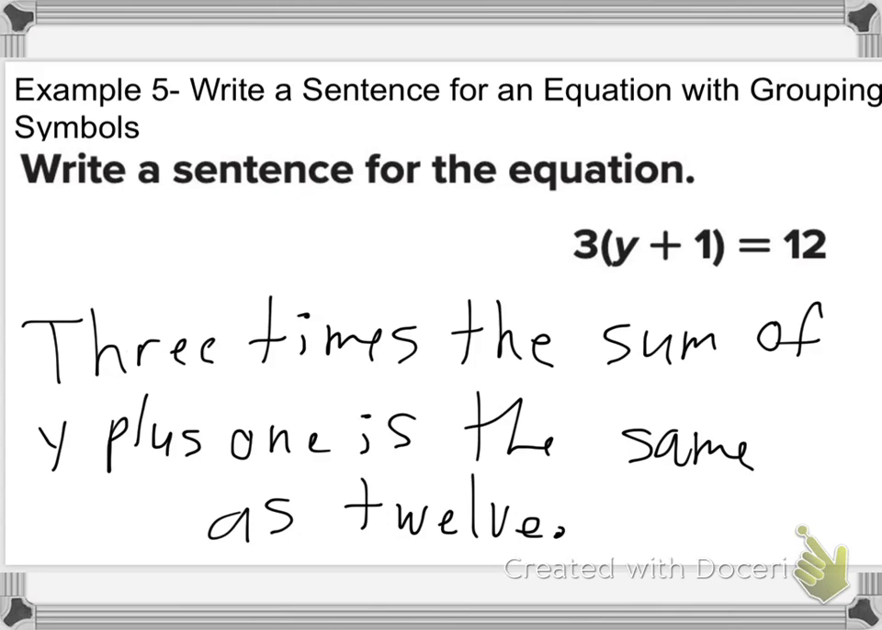Some other variations you could have used here. Instead of saying the sum of y plus 1, you could have said 3 times the quantity of y plus 1. 3 times the quantity of the sum of y and 1. You could do multiple different things for that set of parentheses there. Is the same as, equals 12, is 12. You could use multiple variations for that equal sign as well. Are there any questions on example 5?